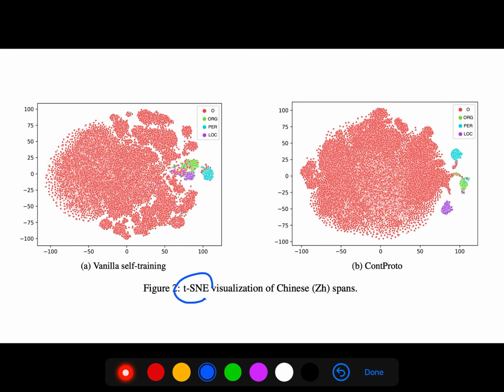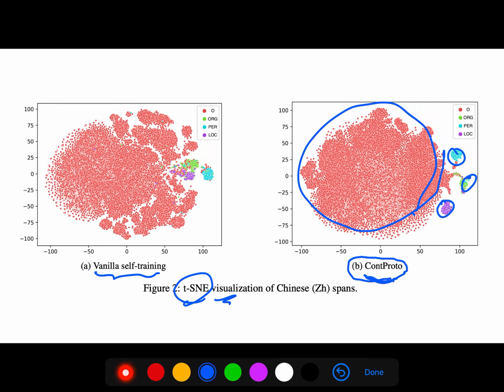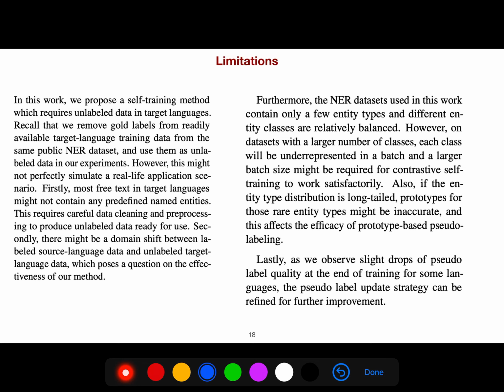By using the TSNE algorithm, which we use for visualization, we can see different spans. This is the vanilla self-training that everybody can do, but this is the model proposed in this paper. As you see, it has a better separation, better classification of named entities. But still, you see, O is huge, and we have tiny areas for location, person, and those things. And of course, like any other algorithm, it has its own limitations.